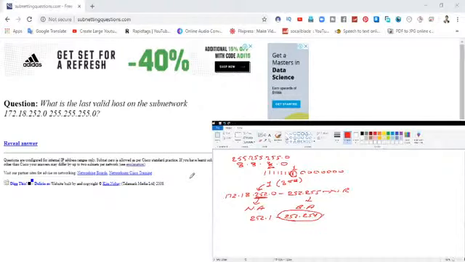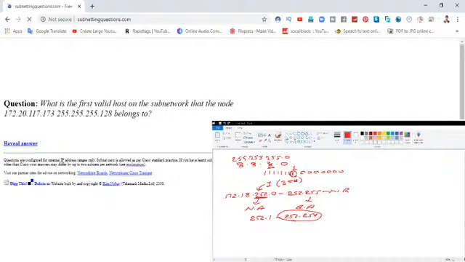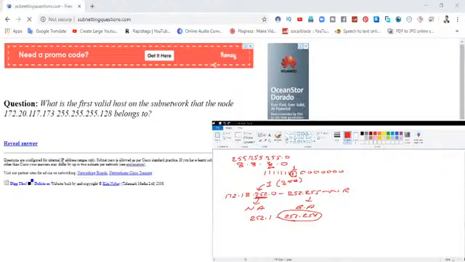Let us check the answer. Cool, right answer. Let us come to the next question. What is the first valid host on the subnetwork?